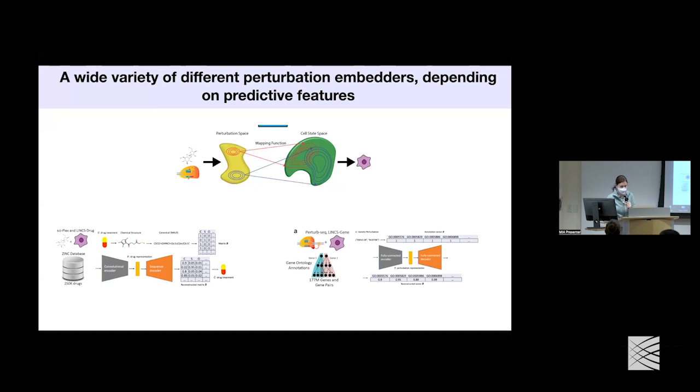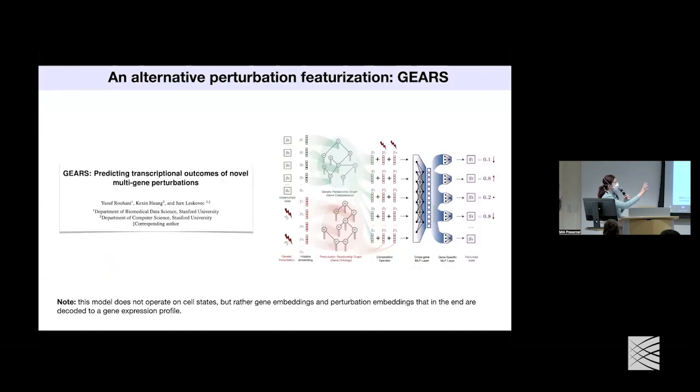Okay, maybe I will move on quickly because I don't want to keep you guys over time. There are also other types of ways of featurizing that are more out there. So not operating in cell space at all and just embedding genes and embedding perturbations by their similarity, and then doing some neural network and then predicting the gene expression outputs. We can talk more in the discussion.